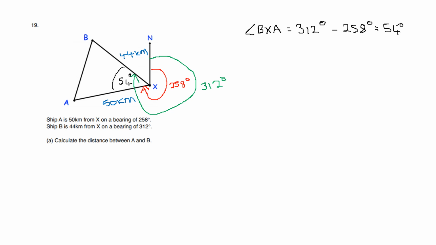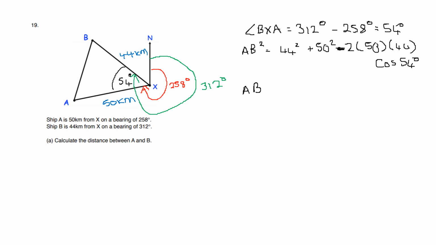And now we've got a nice simple problem that we can solve using the cosine rule. So we want to find AB. So AB squared will be equal to 44 squared plus 50 squared minus 2 lots of 50 times 44 cos 54 degrees.